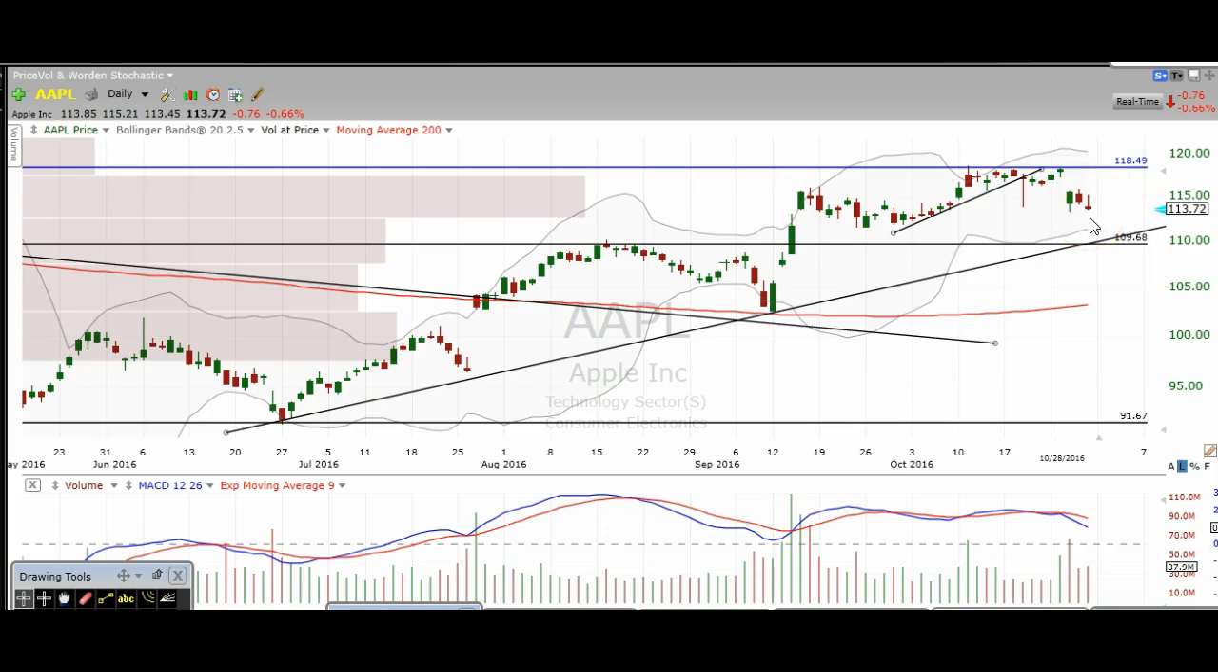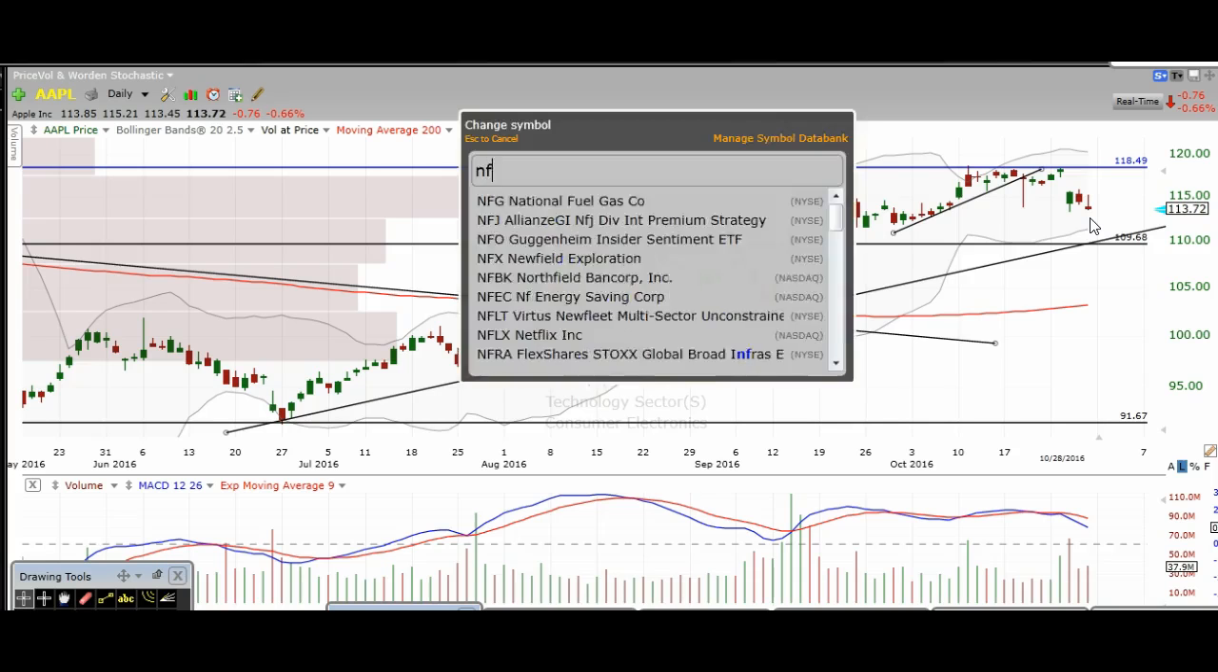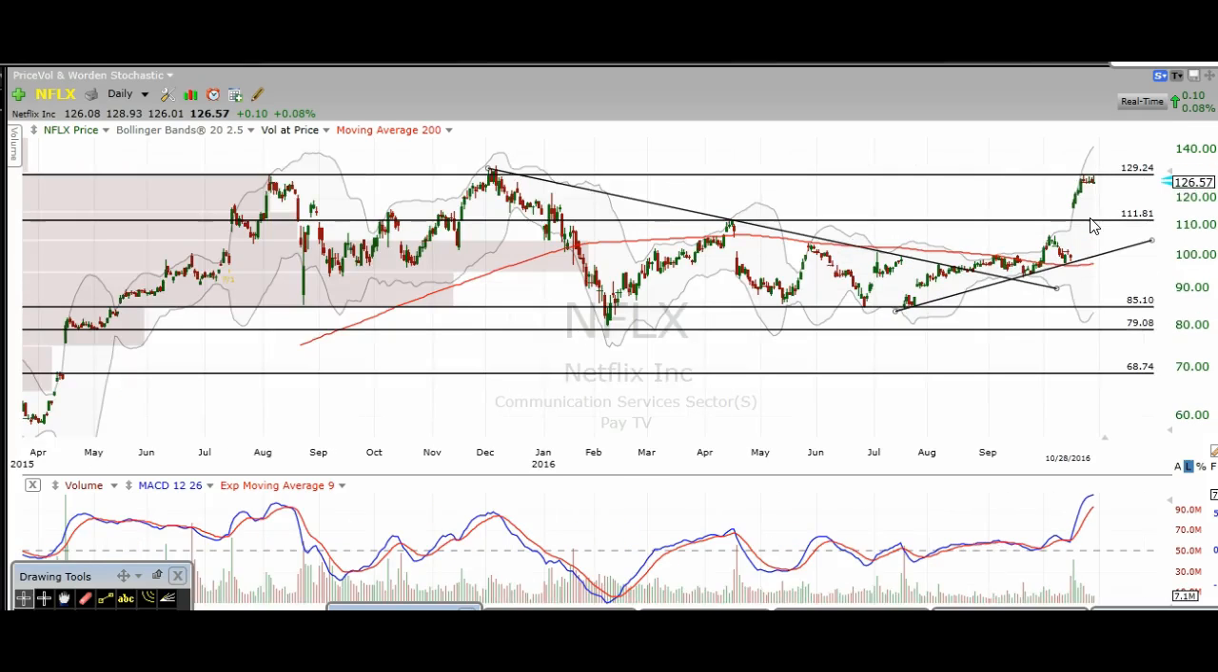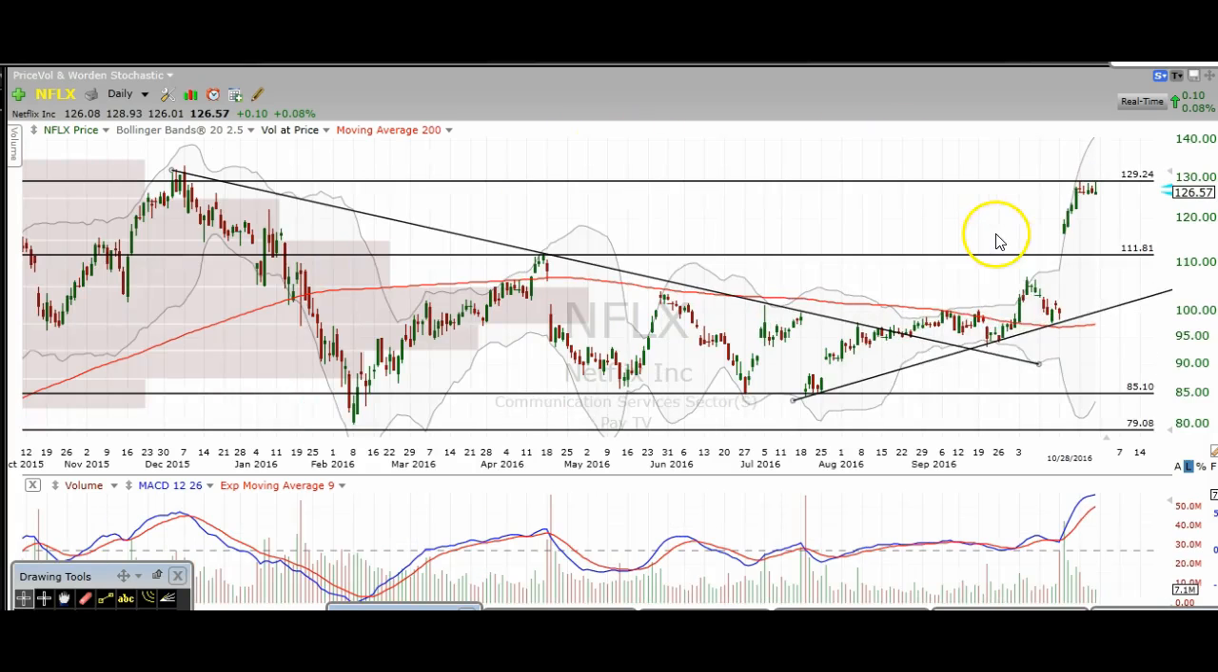The next one we're going to take a look at is Netflix. And Netflix, you can see, has run into these previous highs up here. Okay, so very bullish breakout here on earnings, but you've got to see a long way to go, and a lot of energy was already expended on the way up to that level. So I think that Netflix needs to take a little rest here, and that we'll see some downside on Netflix.